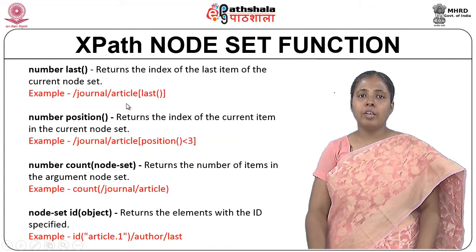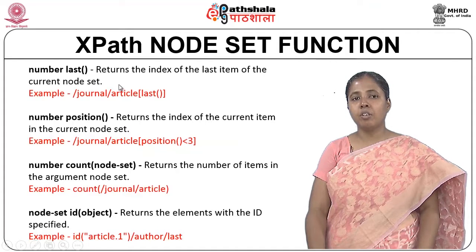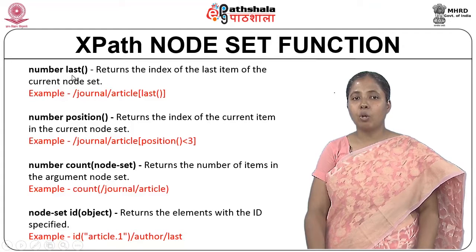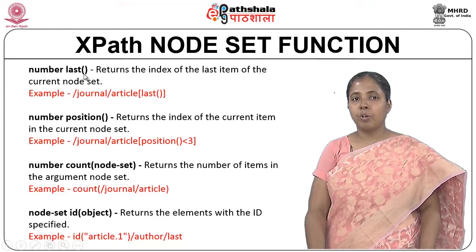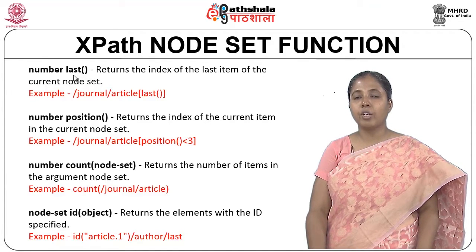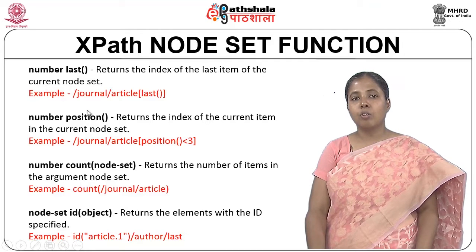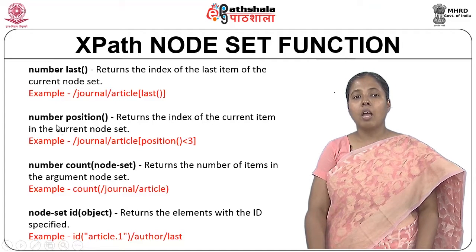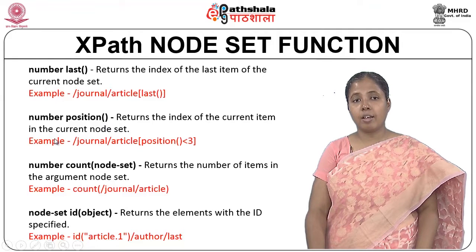Now, these are the defined XPath node functions. Some of them have been specified here. We have a function called last. In the earlier slides we have seen the function called last. This returns the index of the last item of the current node set. We can see an example here, journal article last, which means that it returns the last article, and the number returns the index of the last article.